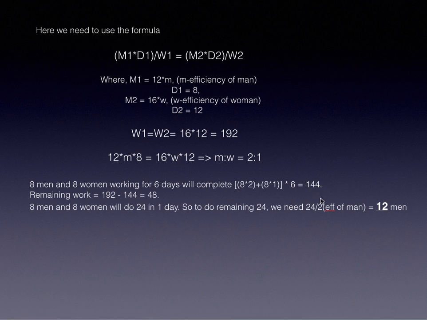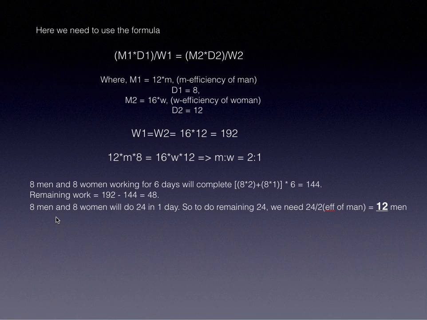So what does this mean? 8 men and 8 women working for 6 days will complete 144 out of 192. That is, the total work to be done is 192, and 8 men and 8 women working for 6 days will complete 144. And what is the remaining work? It is 48. That is 192 minus 144, which is equal to 48.